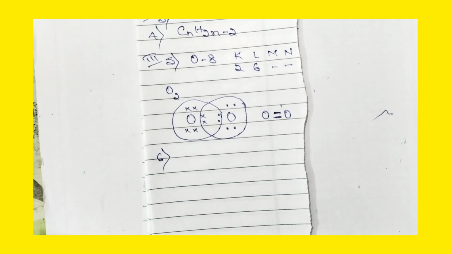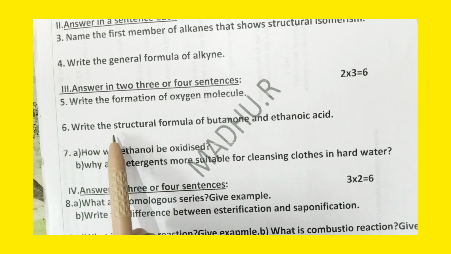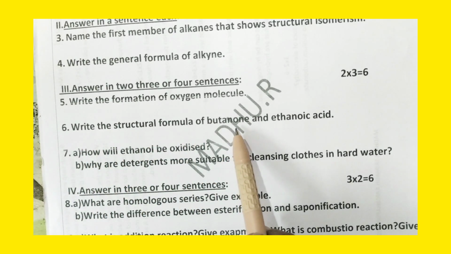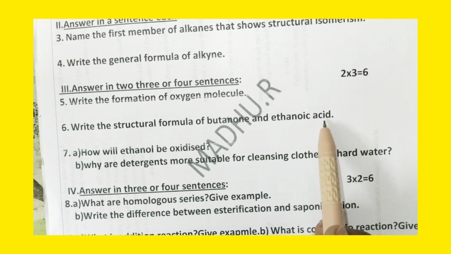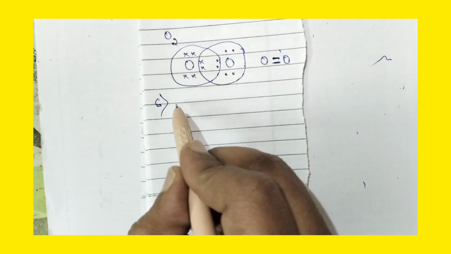Now let us move to question number 6. In question number 6 they have asked to write the structural formula for butanone and ethanoic acid. So let us write the structural formula for butanone.